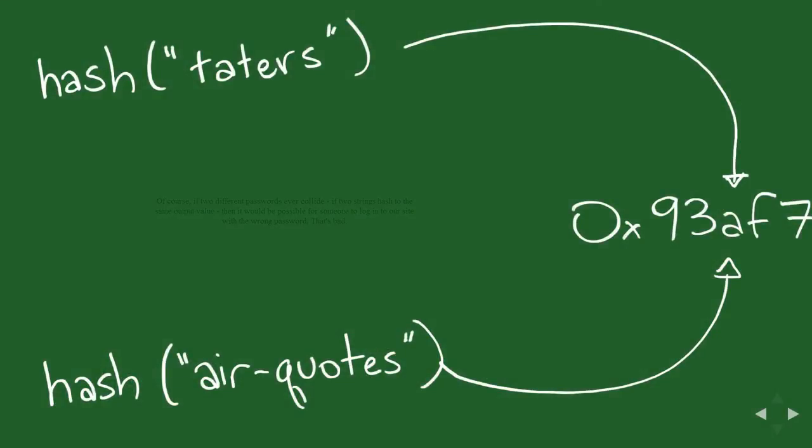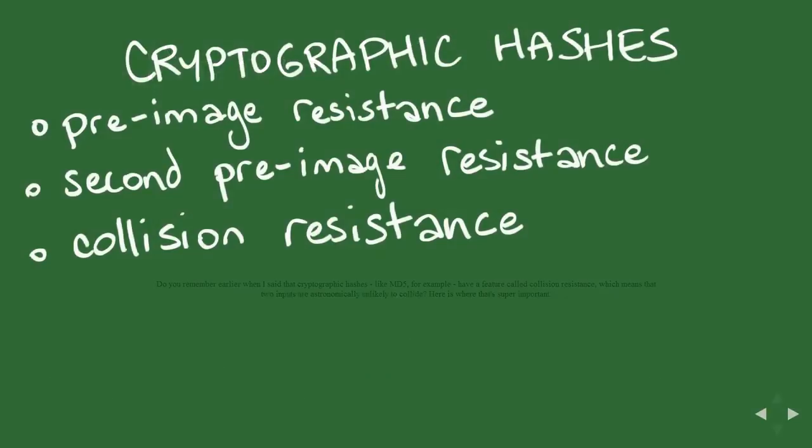If the two match, the user has provided the correct password. Of course, if two different passwords ever collide, if two strings hashed to the same output value, then it would be possible for someone to log in to our site with the wrong password. That would be bad. Do you remember earlier when I said that cryptographic hashes like MD5, for example, have a feature called collision resistance, which means that two inputs are astronomically unlikely to collide? Here is where that is super important. Now our passwords are protected. Yep, totally protected. Nothing could possibly go wrong.